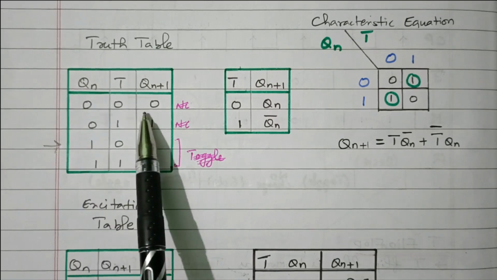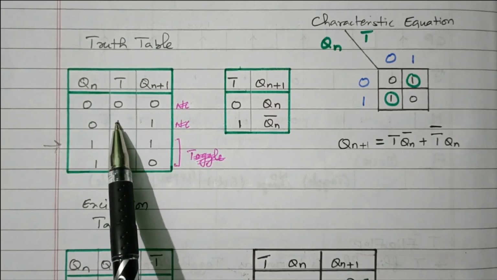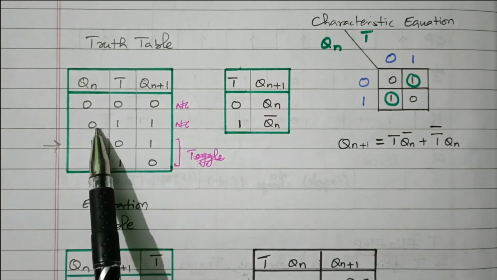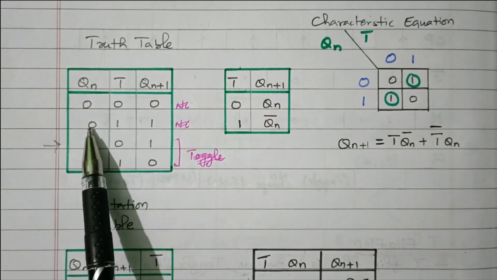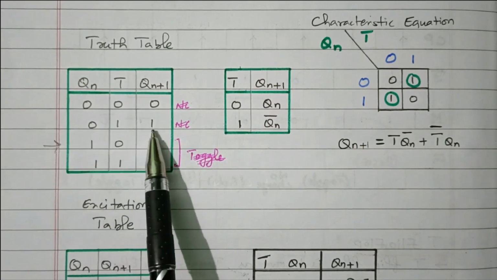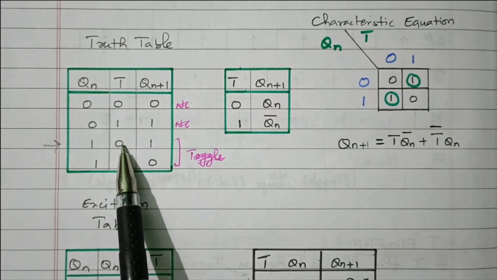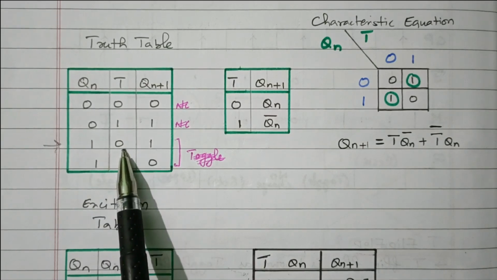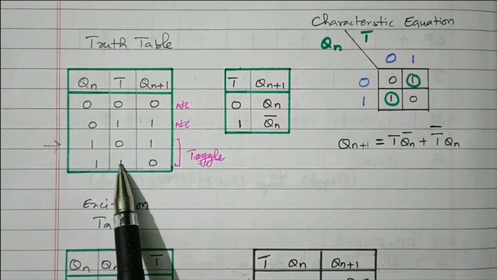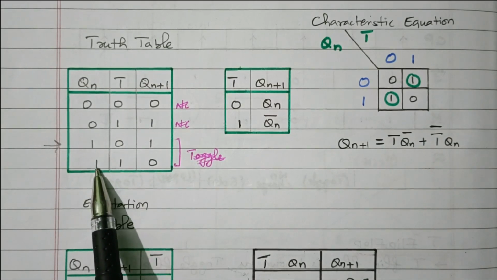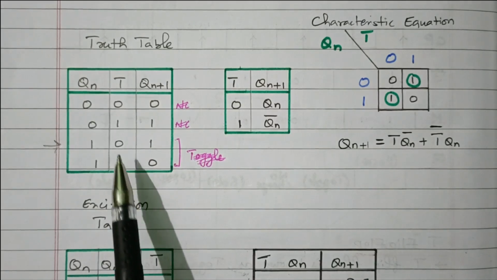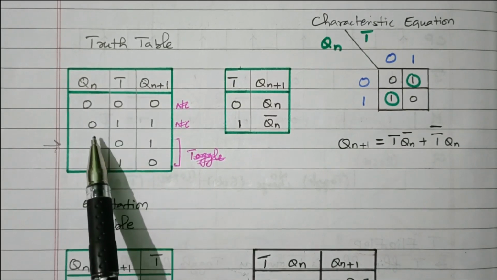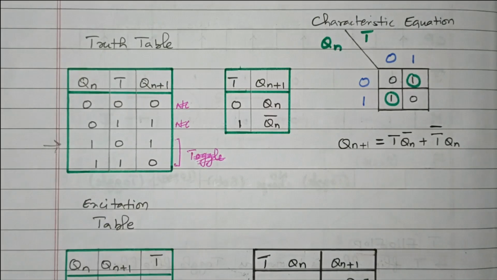What is the present state? That will be the next state. T equal to 1 means if the present state is 0, it will toggle, 0 becomes 1. Again, T equal to 0 means if the present state is 1, the next state is also 1, no change. Again, if T equal to 1 and the present state is 1, it will change to 0, right? So T equal to 0 means no change. T equal to 1 means 0 becomes 1, 1 becomes 0.